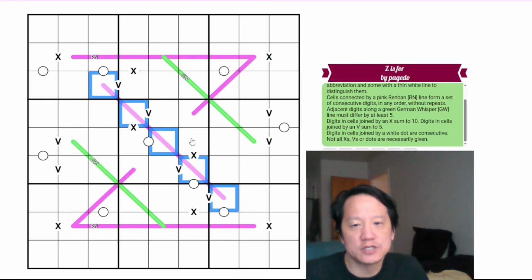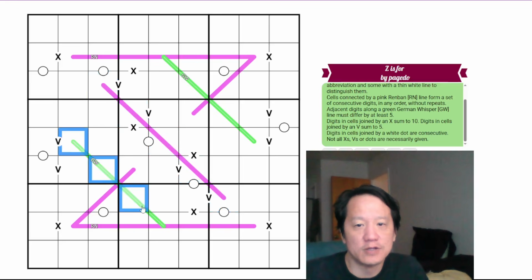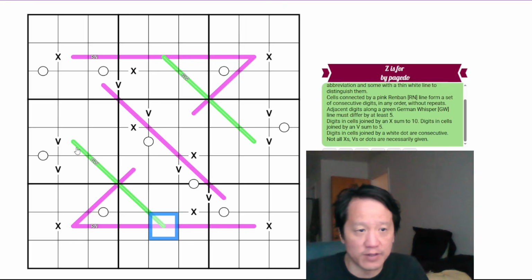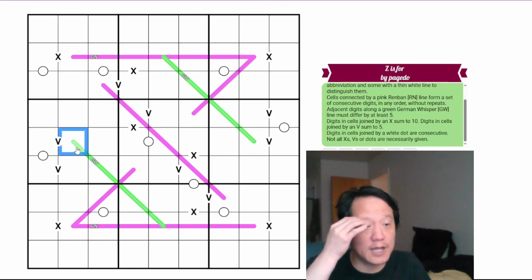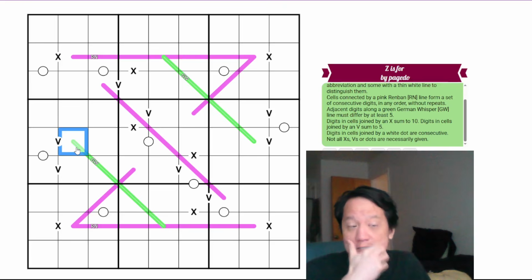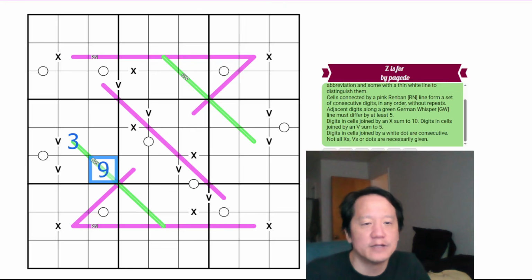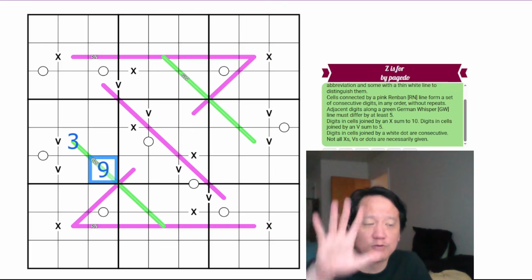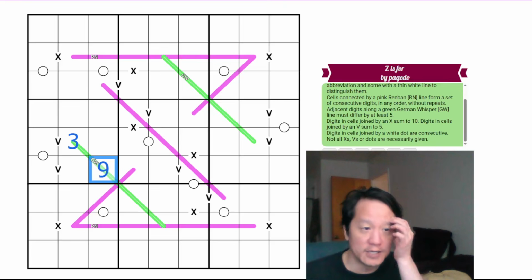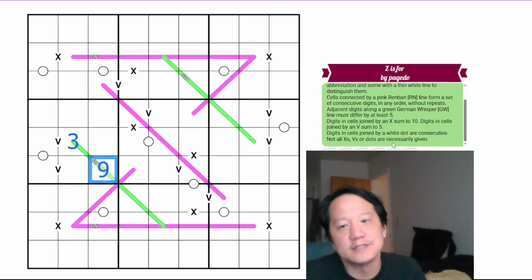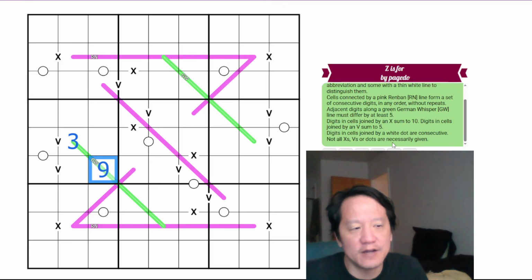Adjacent digits along a green German whisper line must differ by at least 5, and I call these Whisper 5 lines because a setter came up with this naming convention. I thought it was very easily extendable, so I adopted that naming convention. So say this was a 3. Then this has to be 8 or 9, because the only digits which are 5 or more away from 3 are 8 and 9. And that's an example of how a Whisper 5 / German whisper line works.